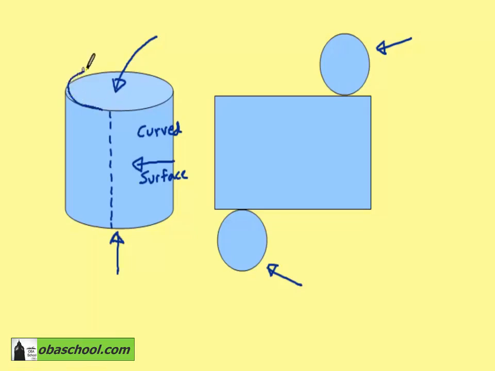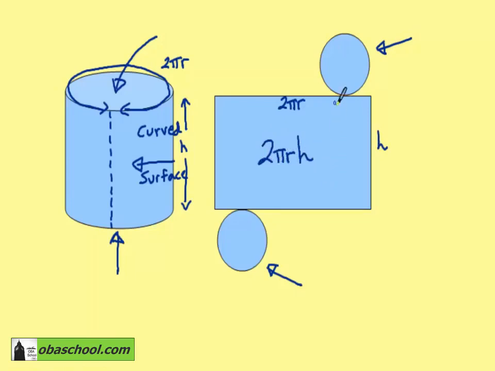The circumference around here of the circle is going to be 2 times pi times the radius of the circle. When we unroll, that will be this side of the rectangle. The height here, h, will be the other side of the rectangle. The area of a rectangle is length times width, so the area here is 2 pi r times h.